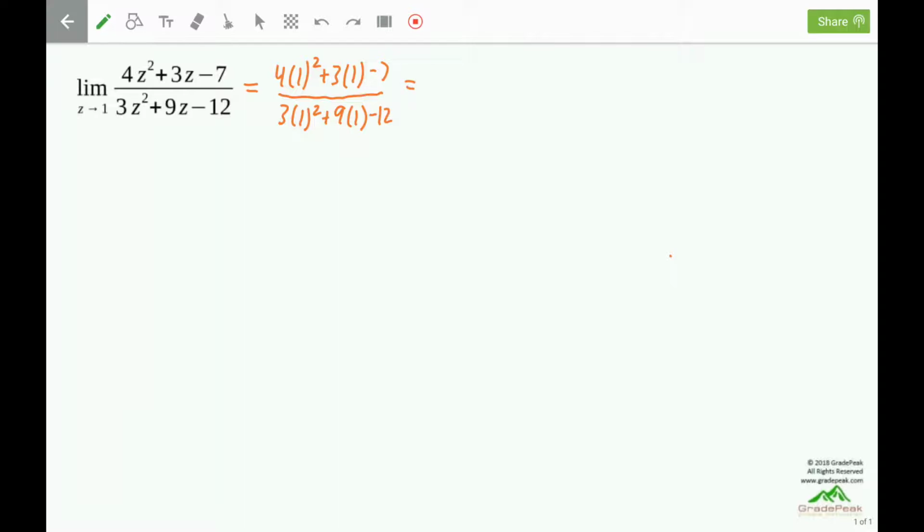In the numerator, 4 times 1 squared is 4. 3 times 1 is 3, and then minus 7. In the denominator, 3 times 1 squared is 3. 9 times 1 is 9, and then minus 12. In the numerator, 4 plus 3 is 7, minus 7 is a 0. In the denominator, 3 plus 9 is a 12, minus a 12 is also a 0. We have a 0 over 0 indeterminate form. We will need to rework this.